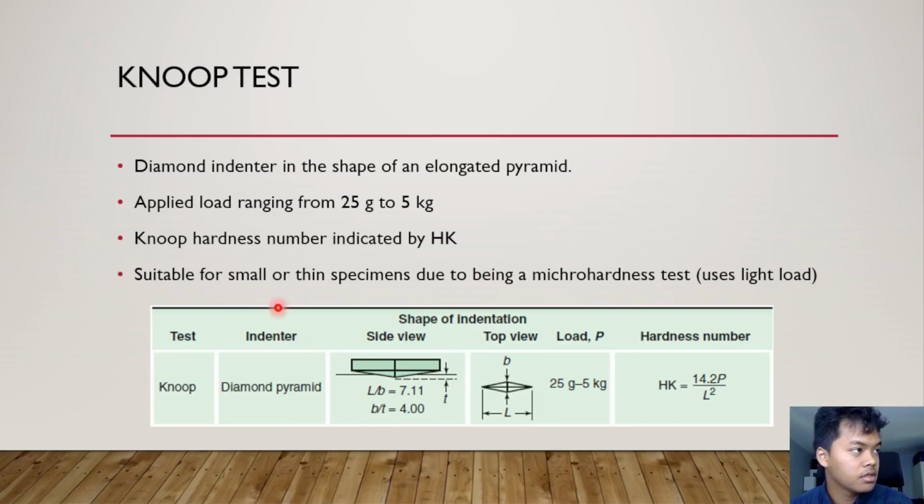So here is our new test. As I have previously explained, it uses an elongated pyramid. So the hardness number is calculated with this formula: P for load and L for its length in the indentation.